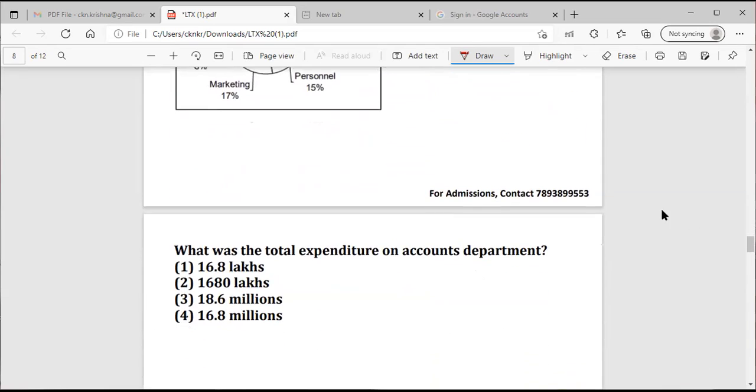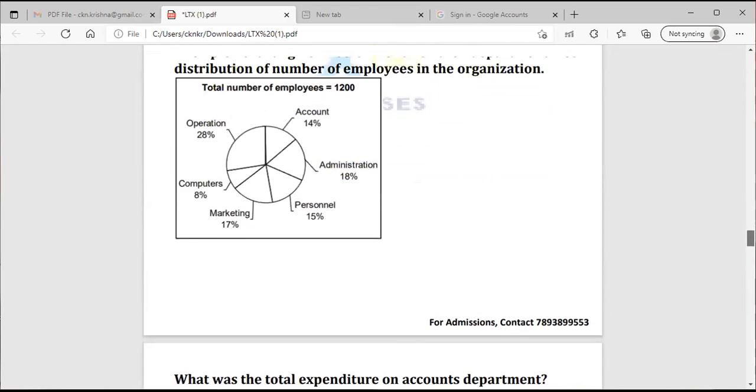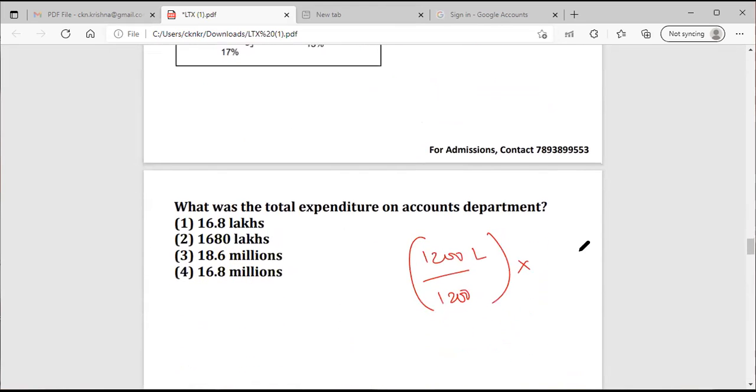What is the total expenditure on accounts department? Accounts department మీద total expenditure ఎంత? మొత్తం నా దగ్గర 1200 lakhs ఉంది. నా దగ్గర ఉన్నటువంటి ఎంప్లాయీస్ మొత్తం 1200 ఉన్నారు. సో పెర్ ఎంప్లాయీకి 1200 by 1200 వచ్చింది ఇంటూ, ఇప్పుడు అకౌంట్ డిపార్ట్మెంట్లో ఎంత ఉన్నారు చూడండి. 14% కదా. For every 100, 14. For 1200, 12 into 14. Simplify the expression. 12 into 14 in the sense 168, right?